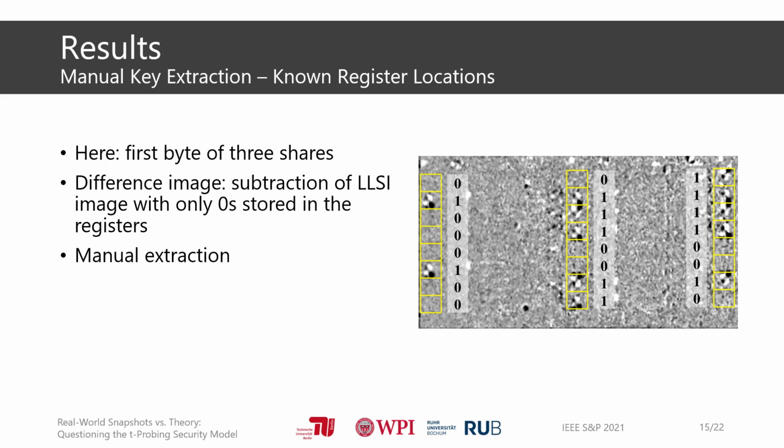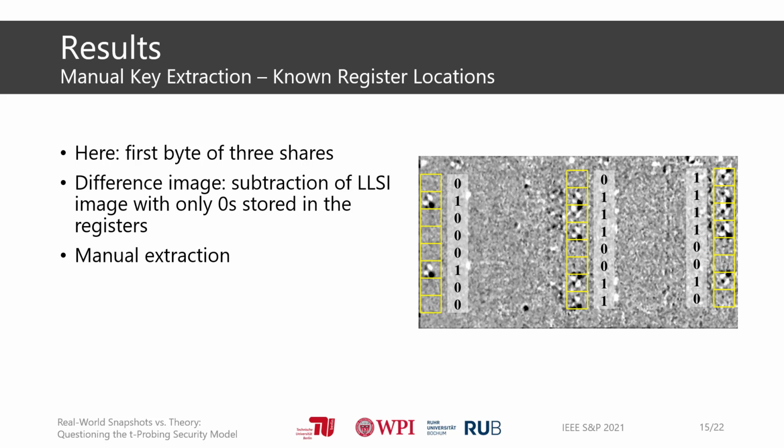So this previous slide has already shown that subtracting two LLSI images can really help to read out the content of the registers. This is an image showing the first byte of 3 key shares. From the actual LLSI image, we have subtracted an LLSI image on which all registers store the bit value 0. You can see that the key can easily be extracted. All cells showing a big difference contain bit value 1, and all cells which are only grayish contain bit value 0.